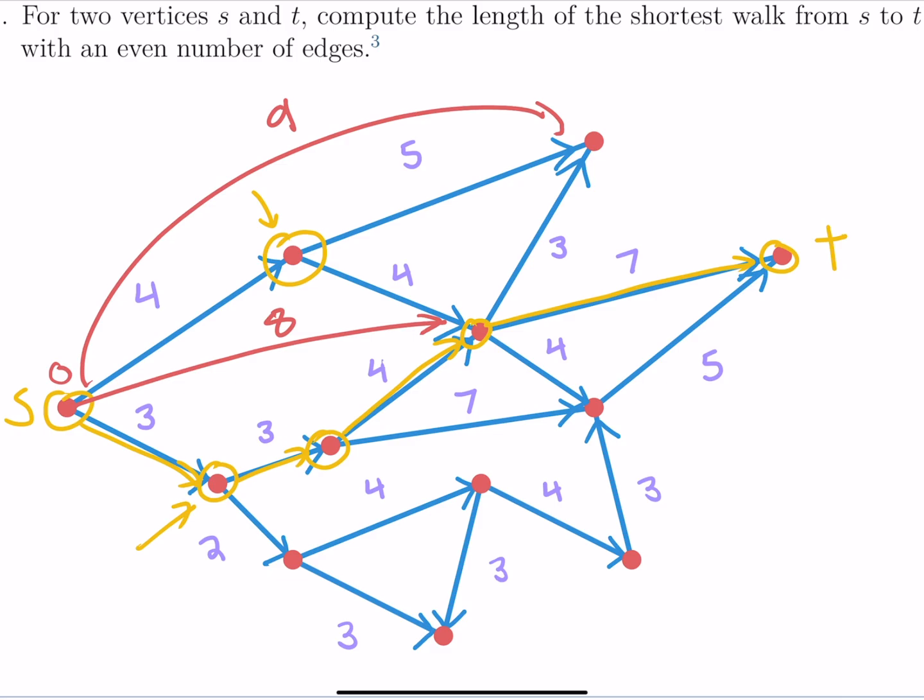Can we find a walk from S to T, all walks which only have an even number of edges? There's too many. There could be exponentially many. But then we still remove part of it. Okay, exponential divided by 2.